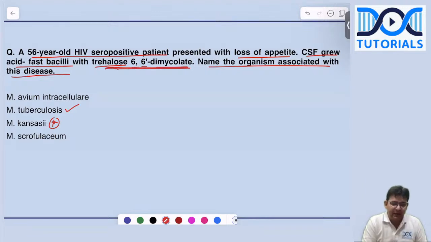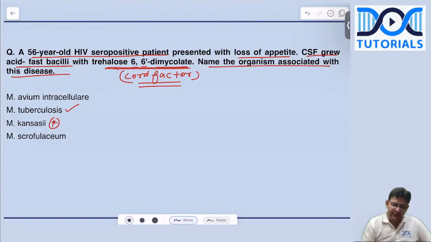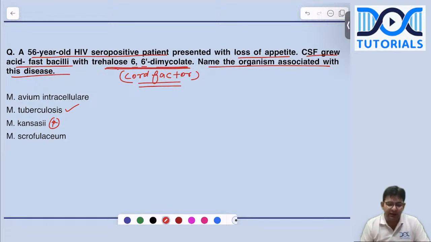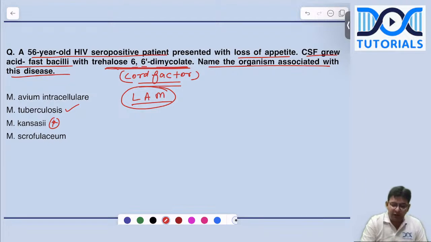Trehalose 6,6 dimycolate. Let me tell you, and this might come in the exam also, an extra point: the other name of cord factor is trehalose 6,6 dimycolate. Is it fine? So cord factor and lipoarabinomannan, if you remember, were there in Mycobacterium TB. They were the virulence factors of this organism, lipoarabinomannan and the cord factor.